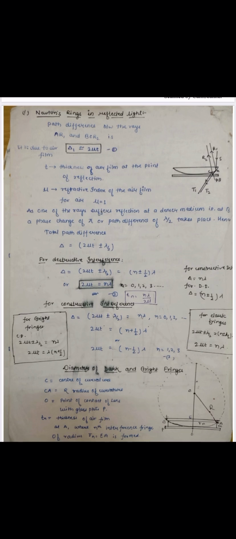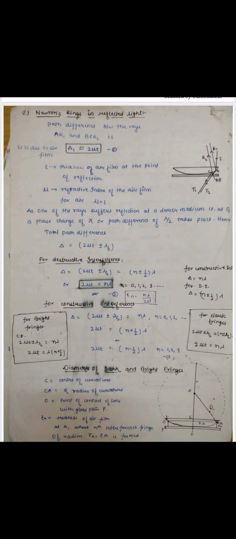How did you get 2 mu t? The path difference produced by the air film. How did you get lambda by 2? Because one of the rays is getting reflected from point A and one of the rays is getting reflected from point B. One is getting reflected from the denser medium and one from the rarer medium. So for constructive interference, the total path difference 2 mu t plus minus lambda by 2 is equal to n lambda. So 2 mu t is equal to n plus minus half lambda.